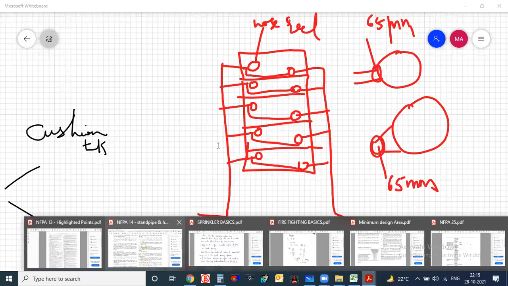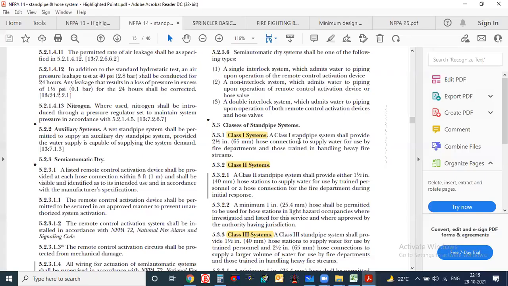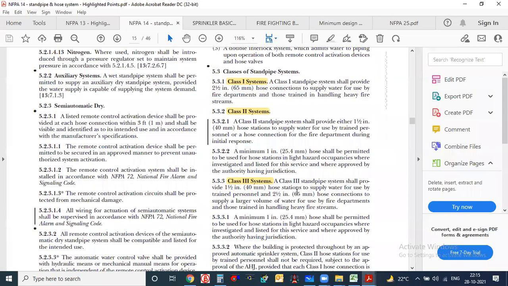So here it is clearly telling that when your hose connection size is 65 mm, it is called Class 1. Next, Class 2 is nothing but when the hose connection size is 40 mm, it is called Class 2. Class 3 is the one where you have two connections, one 65 mm and one 40 mm.